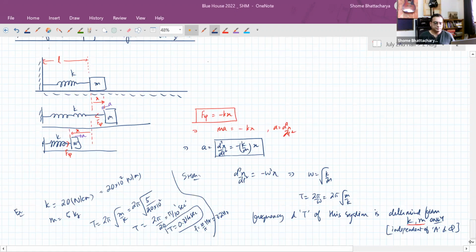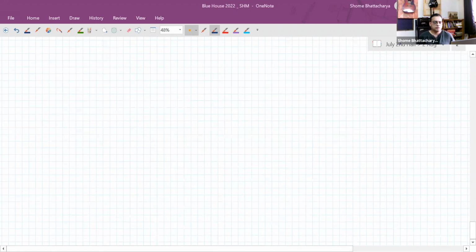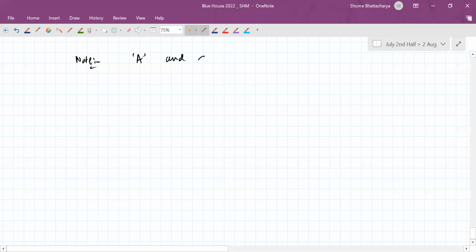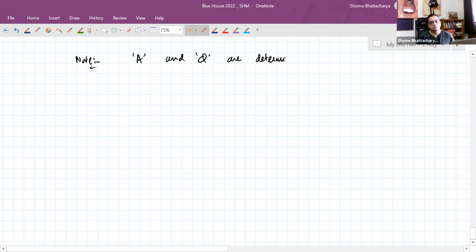Okay, so this is clear. So amplitude and phase constant are determined purely from the initial conditions. And by initial conditions, we always mean the initial value of x and the initial value of v.